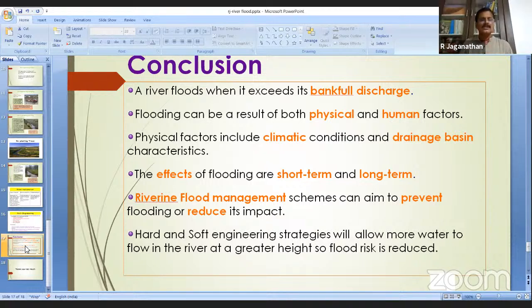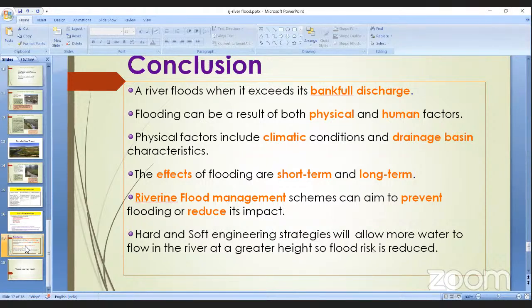So in conclusion, there are a lot of hard and soft engineering strategies. With the major hard and soft engineering strategies we use, this will allow more water to flow in the river. We will not have a very big flood. We will not get any damage. At the same time, we can maintain the river course perfectly with different types of navigation and other things.